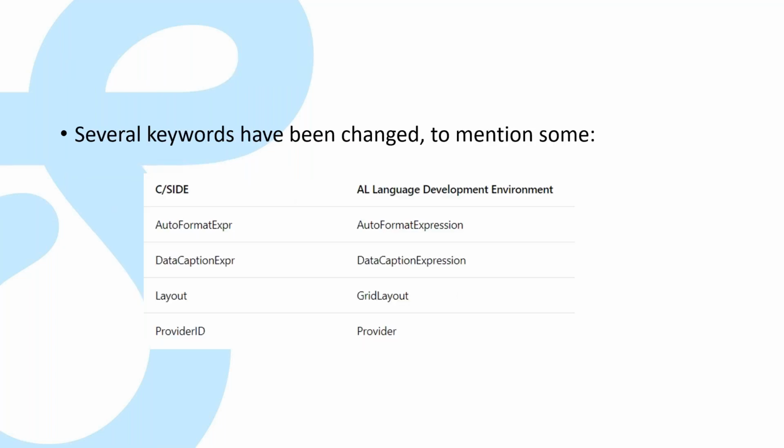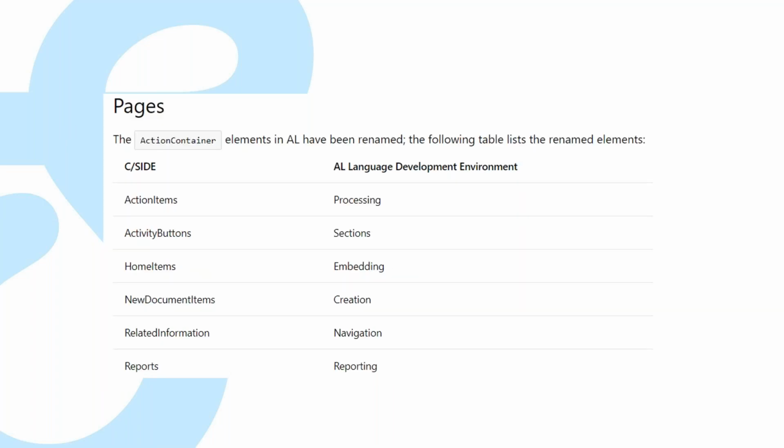Some minor things as well: several keywords have been changed. To mention some, in the client side there was an auto format XPR. Now it's with a full name, auto format expression, and some more. I'm not going to go through all of those. For the pages, the action container elements in AL have been renamed, with the following table listing the elements. So in the client side, when the action container name was action items, now it's processing. Activity buttons now is sections, and so on.